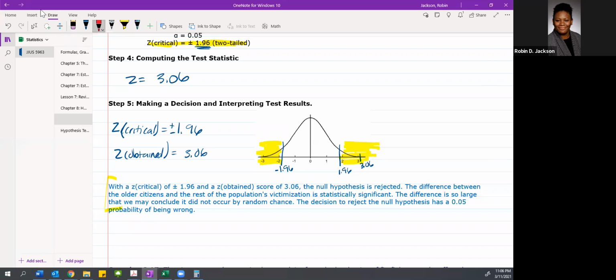Okay, let's try this again. Let's say the Z obtained had been 1.88. We're gonna do this out here, 1.88. Let's say that that's what it had been. For a two-tailed test, it wouldn't have been significant. We would have failed to reject the null. So we would have basically said our alternative hypothesis is not true. There are no differences. We would have failed to reject the null.